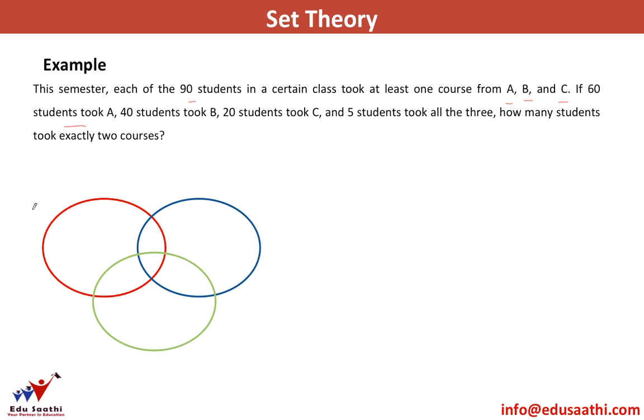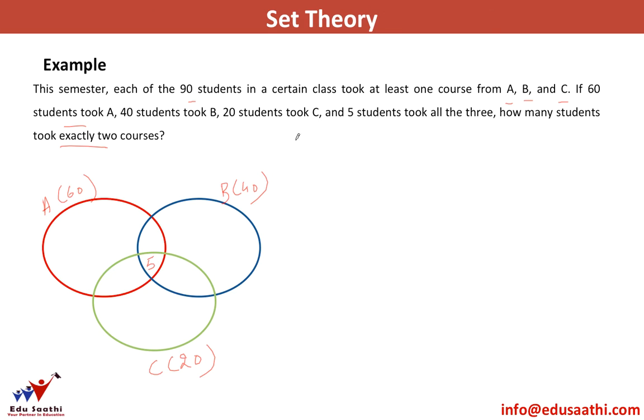If 60 students took A, so I'll write A here and 60. 40 took course B, so I'll write B and 40, and 20 students took C, and 5 took all the three. So 5 is here who took all the three. How many students took exactly two courses?